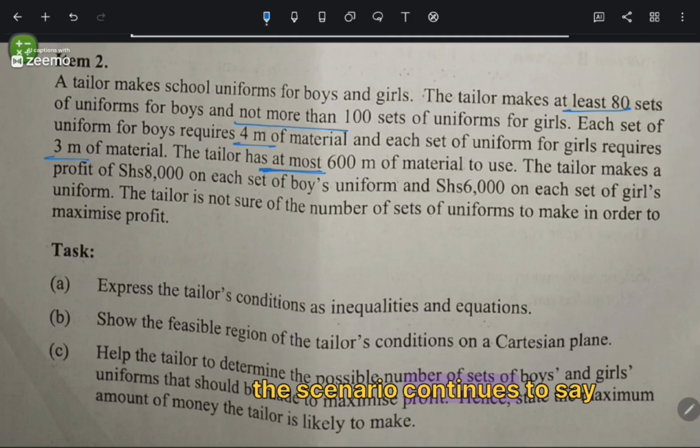The scenario continues to say that the tailor makes a profit of 8,000 shillings on each set of uniform for boys and 6,000 shillings on each set of girls uniform. The tailor is not sure of the number of sets of uniforms to make in order to maximize profit.